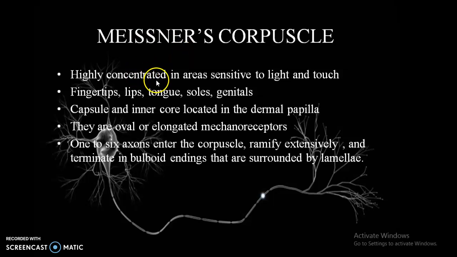This one is highly concentrated in the areas which are sensitive to light touch, like fingertips, lips, tongue, soles, genitals, etc. The capsule and the inner core are located in the dermal papillae. They are either oval or elongated mechanoreceptors. And 1 to 6 axons enter the corpuscle, ramify extensively and terminate in bulboid endings that are surrounded by the lamellae.